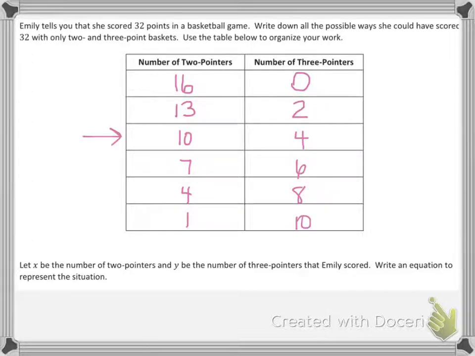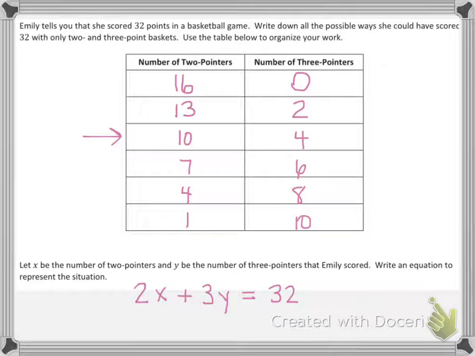And then we need an equation. So what we're going to use is a standard form equation where every 2-pointer is worth 2 points, so 2x. And then we're going to add that to all the 3-pointers, which are worth 3 points, so 3y. And we'll set that equal to 32. So there's our equation.